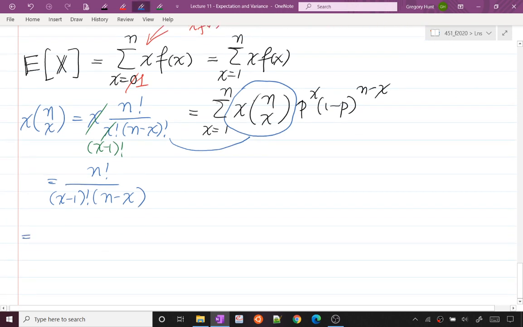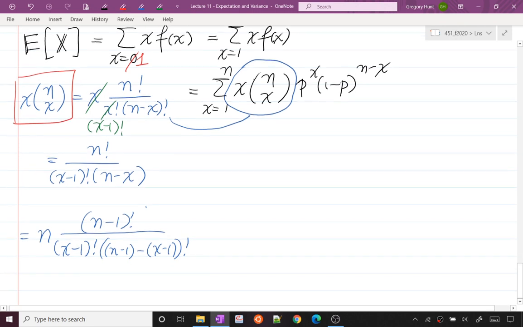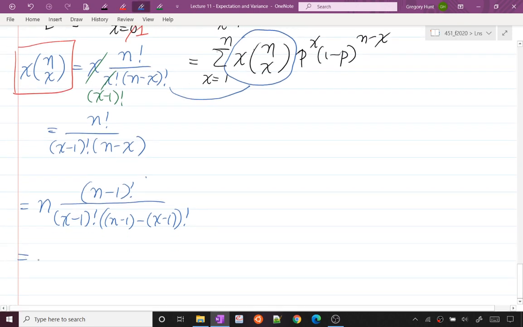The one last trick I want to do is factor out an n. Let's move this all down so we don't crowd ourselves. If I factor out an n, I'm left with an n minus 1 factorial on top, and an x minus 1 factorial on the bottom. And I can write n minus x as n minus 1 minus x minus 1. So these two things are equivalent. Well, let's figure out what this last part is. It's n minus 1 choose x minus 1. If you expand out n minus 1 choose x minus 1, it's n minus 1 factorial over x minus 1 factorial, n minus 1 minus x minus 1 factorial.